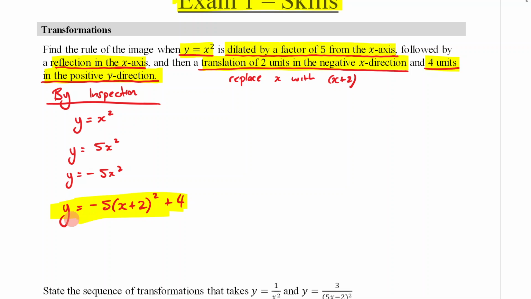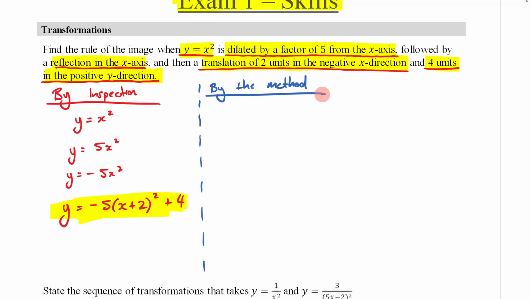I'm now going to show you how much longer it takes you if you were to do this by the method. It's fine to do by the method, but it's just going to take you a lot longer. So let's now talk about the method, and you're going to see how much longer it takes us. And you should be thinking to yourself, could I do this by inspection? Especially if it's so straightforward as this. That's really what I want you to think.